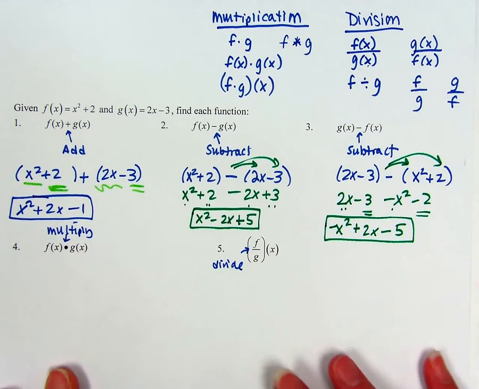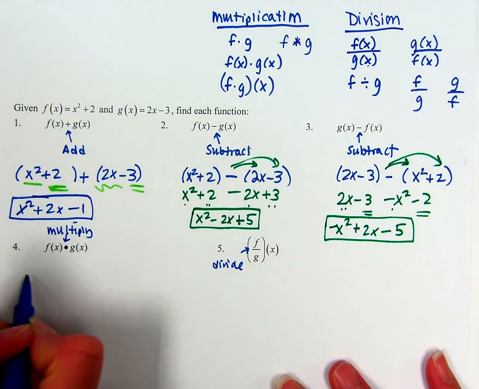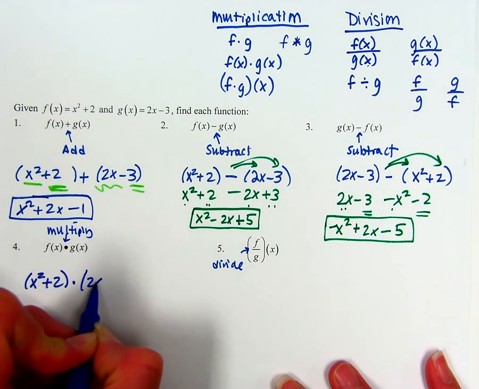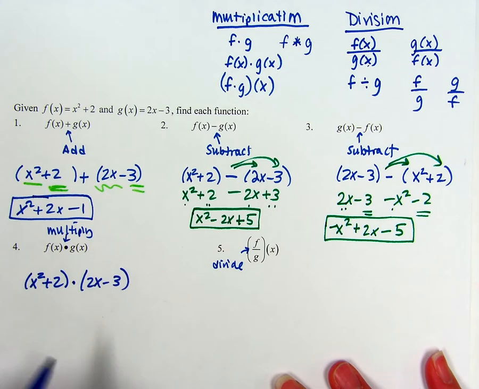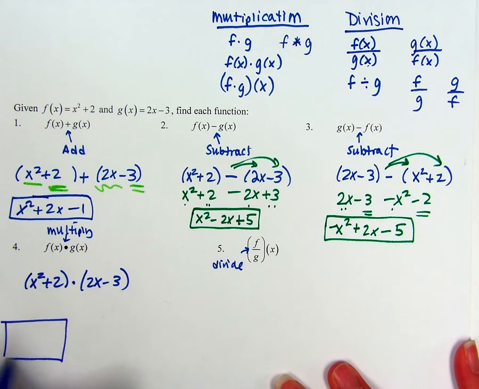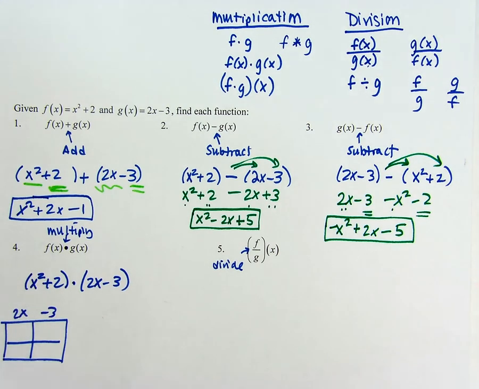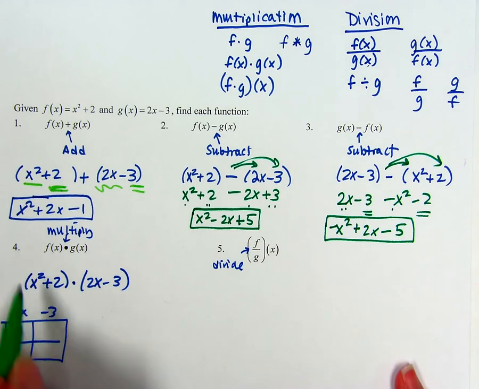All right, for number 4, we have multiplication. So we want to do equation f times equation g. So when you multiply, you could use the box method if you want. All right, we're going to do x squared plus 2 times 2x minus 3. And we did this a couple chapters ago. So x squared times 2x is 2x cubed. X squared times negative 3 is negative 3x squared. 2 times 2x is 4x, and 2 times negative 3 is negative 6.